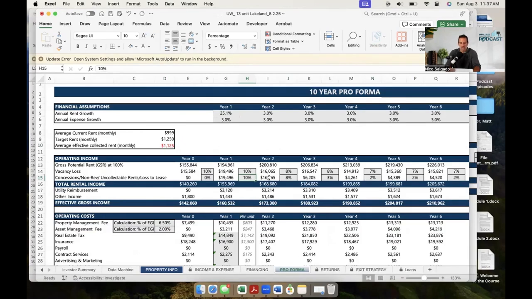So let me change this to 12%. And it's still a little too high. So 13% loss to lease gets us in the range of where we need to be. And then we burn it off. Then year 2, maybe we're at 8% loss to lease. Year 3, 3% loss to lease.